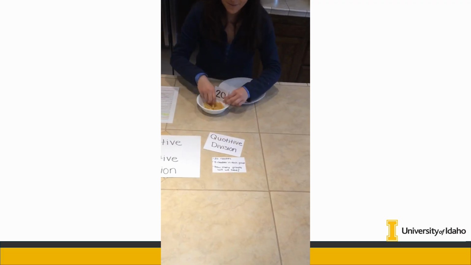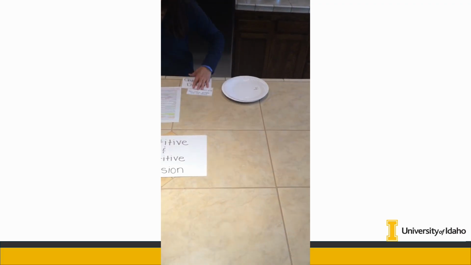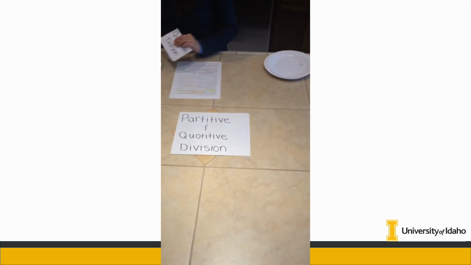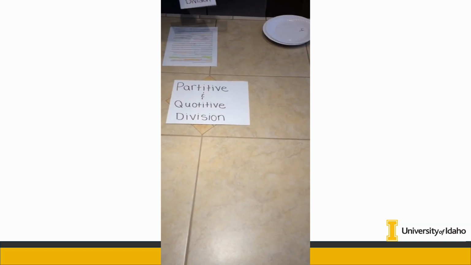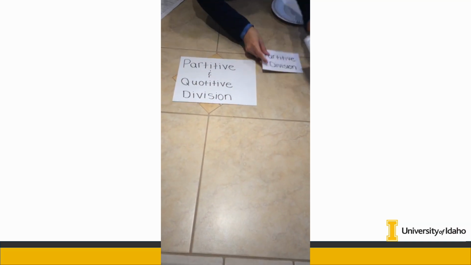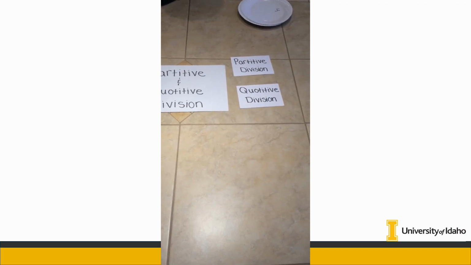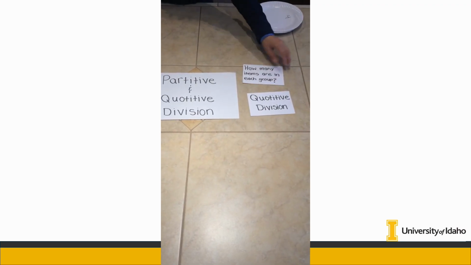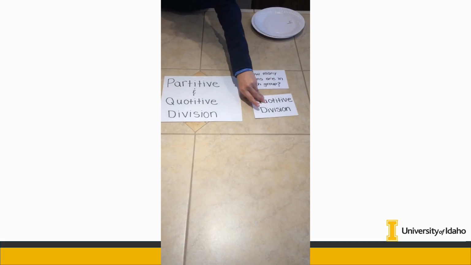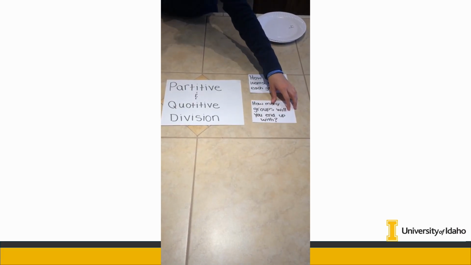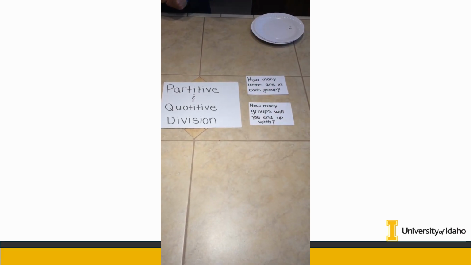So now that summed up our partitive and quotative division, and I just want to remind you what their definitions are. Partitive division is when we are figuring out how many items will be in each group, and quotative division is when we are figuring out how many groups we will end up with.